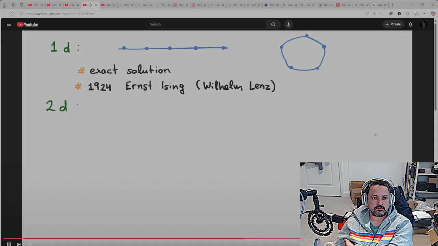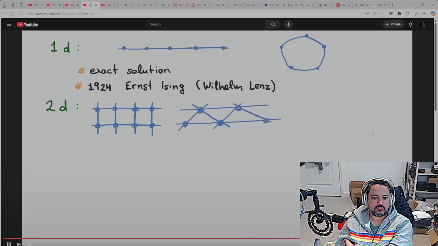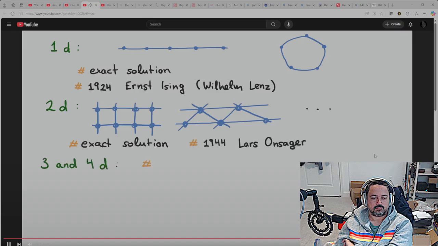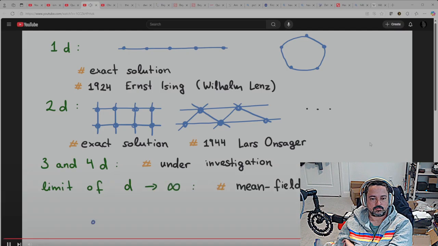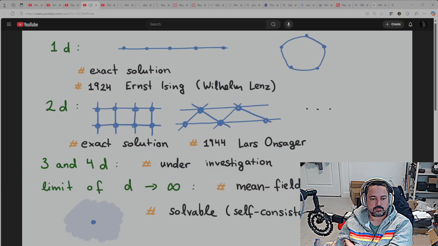In 2D, there are multiple ways to construct a lattice, which differ in the number of nearest neighbors. A simple way would be a 2D square lattice. For historic reasons, the exact solution for the 2D Ising model was given only much later, in 1944, by Lars Onsager. The Ising model in 3 and 4 dimensions is still under investigation. However, the limit of large dimensions can be described by a mean field approach. That is, one site is described in an effective field constructed by the surrounding sites.